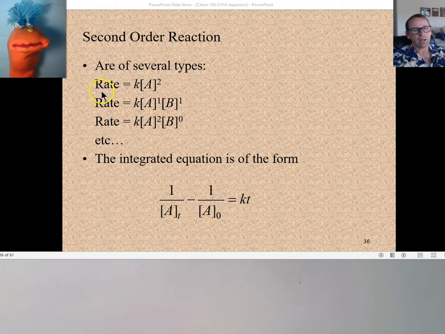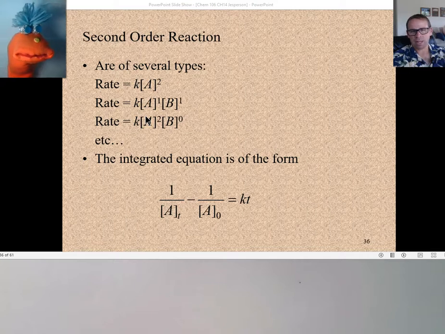But your rate can be A to the second order, or A to the 1, B to the 1, or A to the second, B to the 0, right? A handful of ways that you can get second order relationships, second order dependence on your reactants. And the integrated equation can come in this form here when you have one reactant that you're interested in its dependence in the first or the second order.